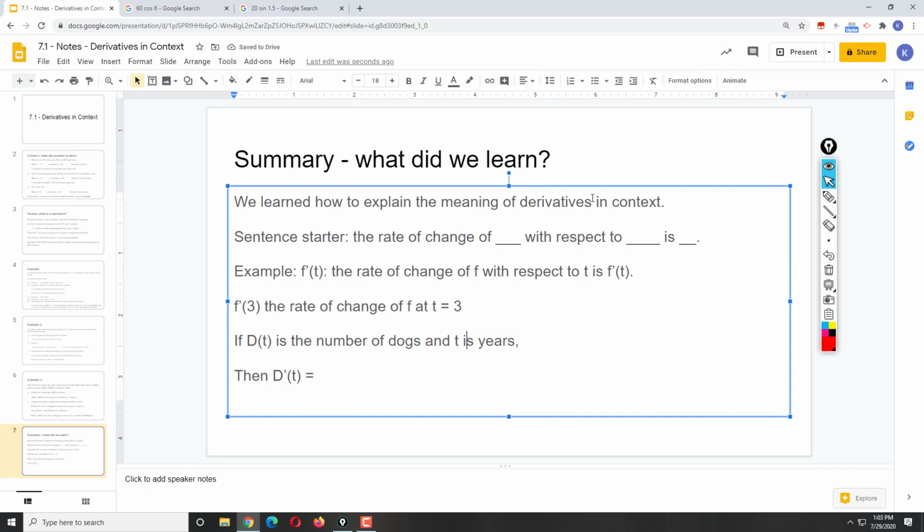If d of t is the number of dogs and t is years, then d prime of t is the rate of change of the number of dogs after t years. Okay. So derivative means slope, which means the rate of change. All right, that's it.